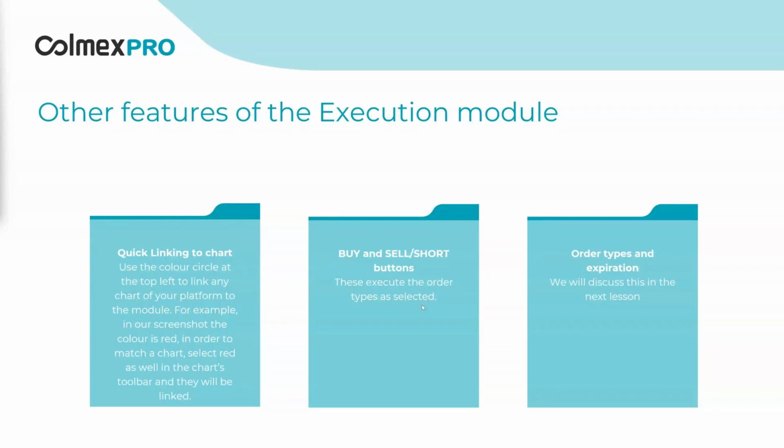Then you have the buy and sell or short buttons. These were at the bottom of the module. These execute the order types as selected. Again, we'll talk more about order types in the next lesson.